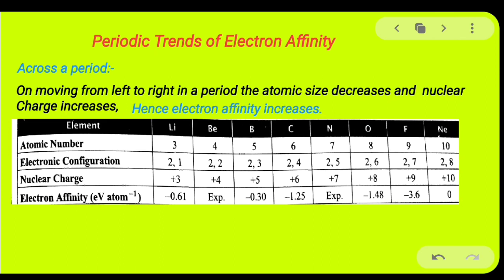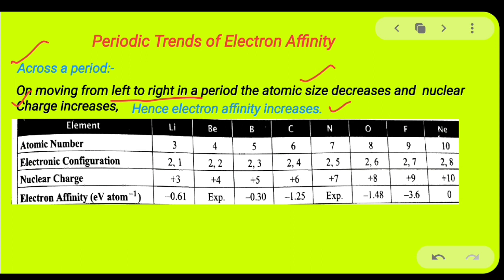Now, let us discuss the periodic trends of electron affinity. The first trend is across a period. Across a period means when we are moving from left to right in a period, what will happen to the electron affinity? The electron affinity increases because the atomic size decreases and nuclear charge increases while moving from left to right of the periodic table.